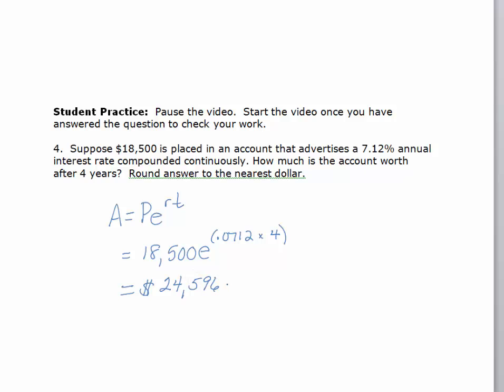So the continuously compounded interest formula is actually, I think, easier to use than the compounding by a specific amount. And also, if you want to find a principal given an amount, the similar formula would be P equals A e to the negative rT, and that works similarly to the other formula.